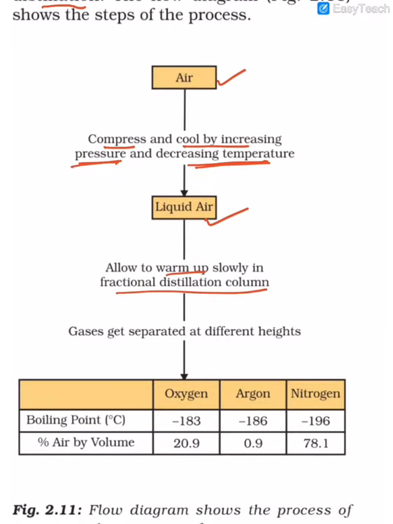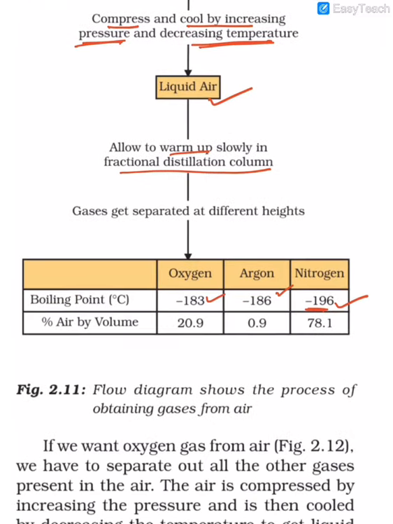Now the one whose boiling point is lowest is nitrogen. You can see minus 196 is the smallest compared to oxygen and argon. So nitrogen has the least boiling point, so it will get distilled first. Distilled means it will get converted into vapor and come out from the distillation flask, and then argon and then oxygen. In this way we can separate out all the components of the air.